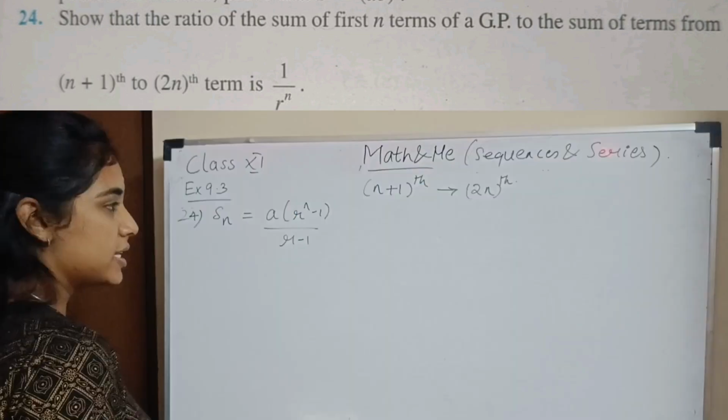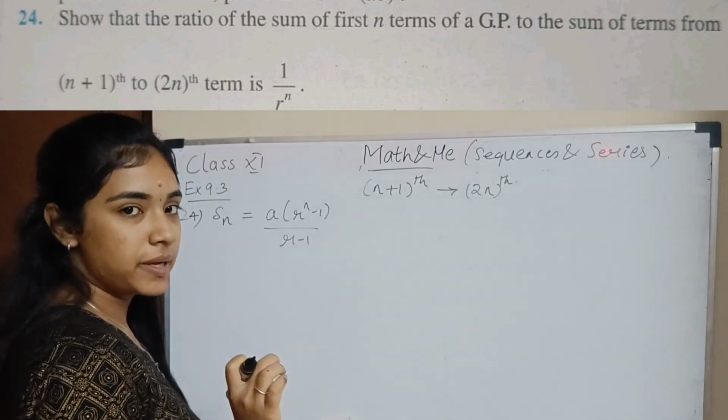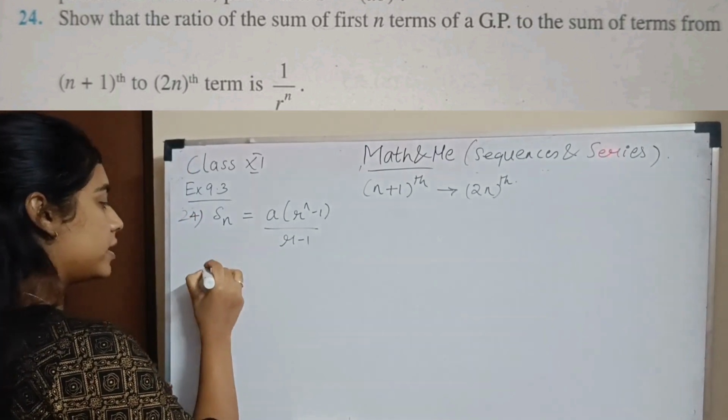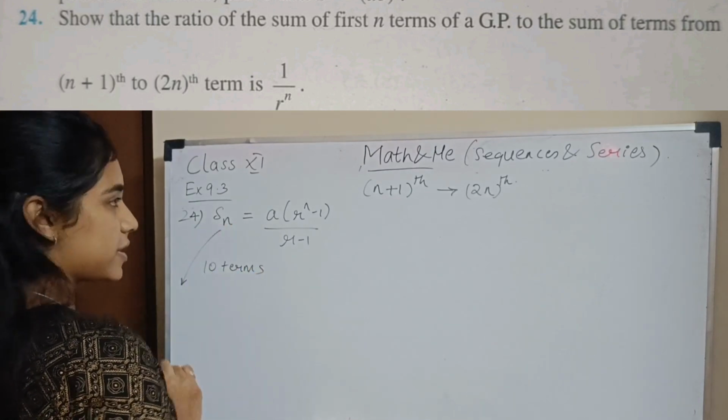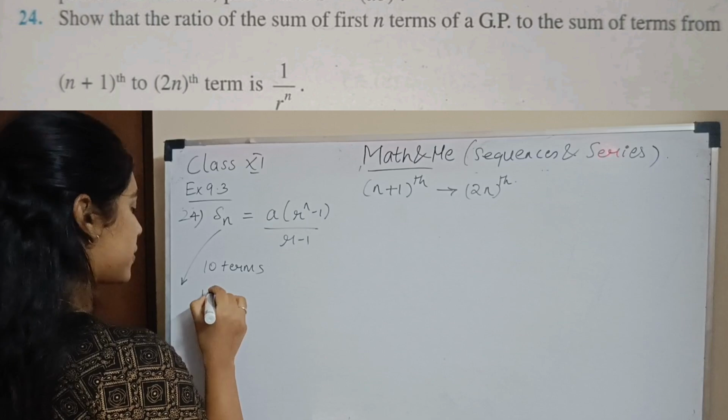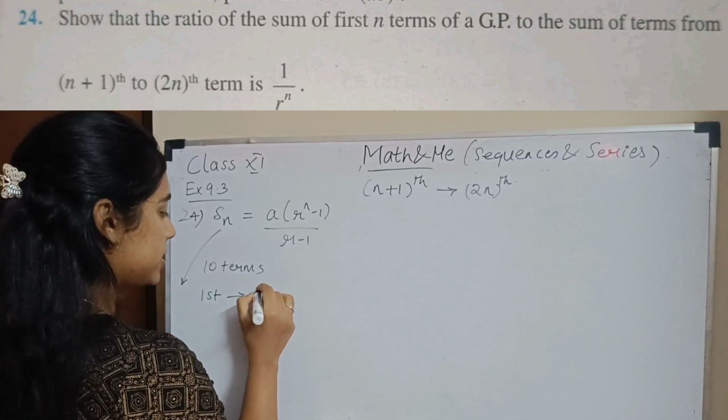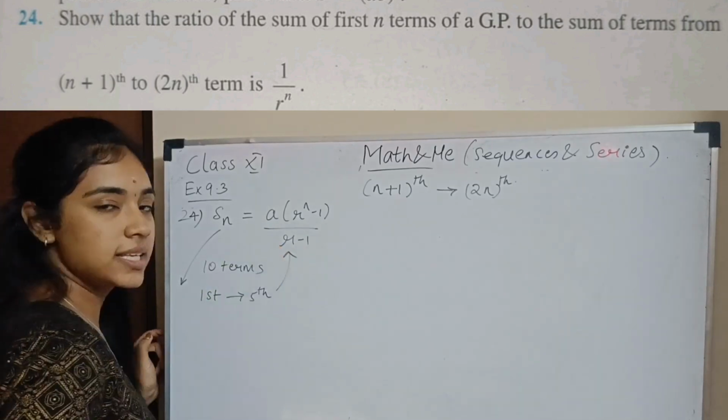What does n plus 1th to 2nth term mean? I'll explain to you with numbers. If you have 10 terms in total, okay, then take this as the first 5 terms. So from the first term to the 5th term, the summation is this.